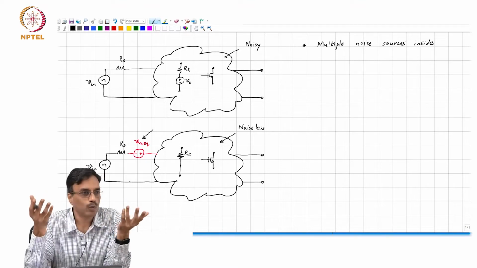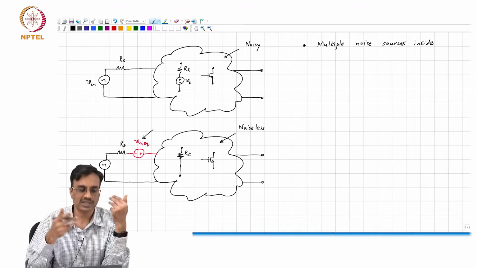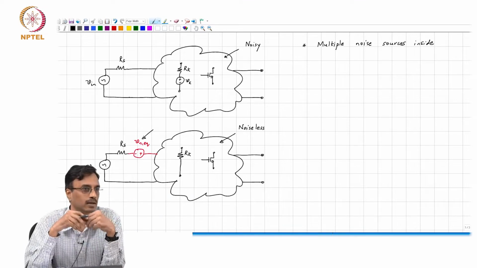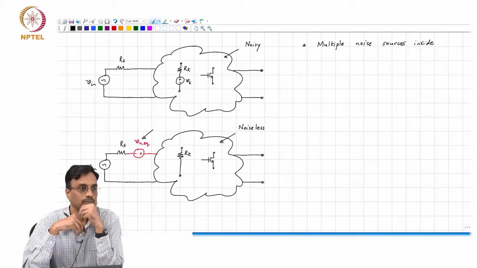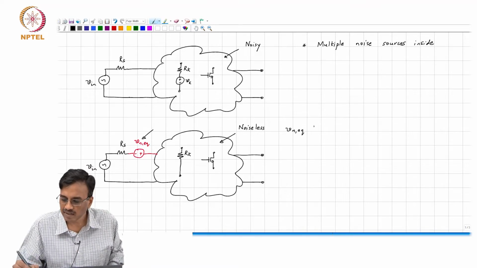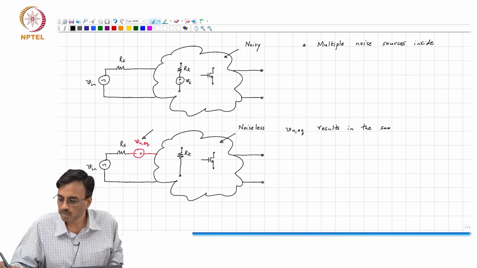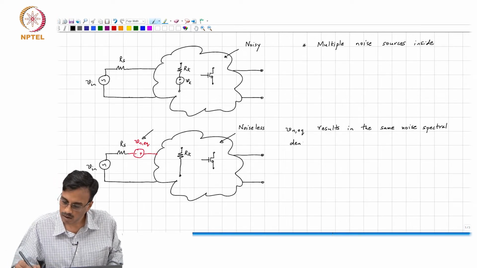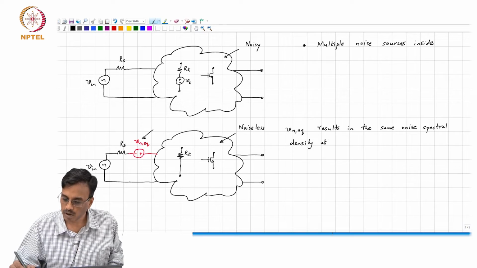And in what way should the two be equivalent? I mean, when we say equivalent, what do we expect? Well, Vn equivalent has the same, or rather results in the same noise spectral density at the output.